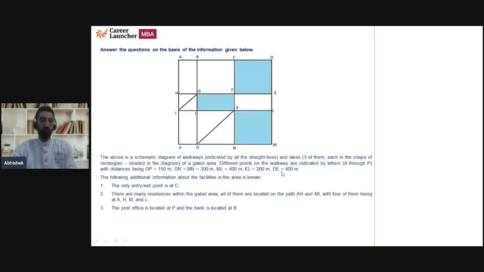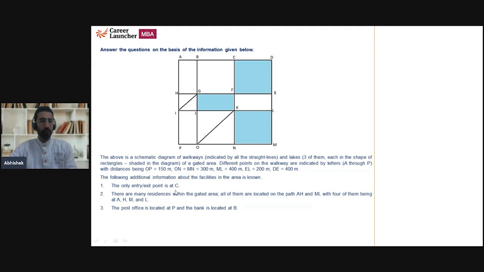Questions 1 to 4 are based on this kind of networks and paths. The question says that the above is a schematic diagram of straight lines and lakes, rectangular shaped clearly. Different points on the walkways are indicated by letters A through P. Distances OP, ON, OM, MN, etc. are given, and this is a rectangle. So if you know one side, you know the other side as well. And what else is given?